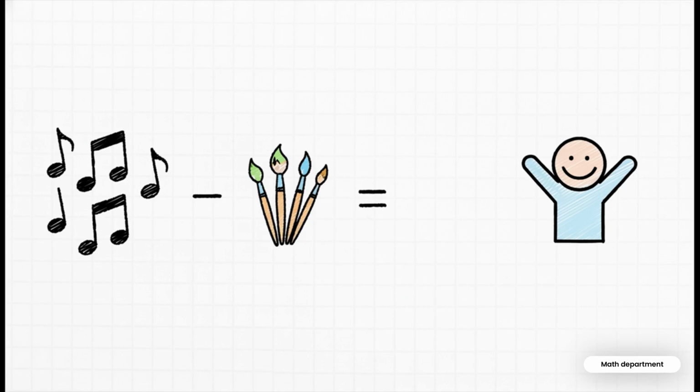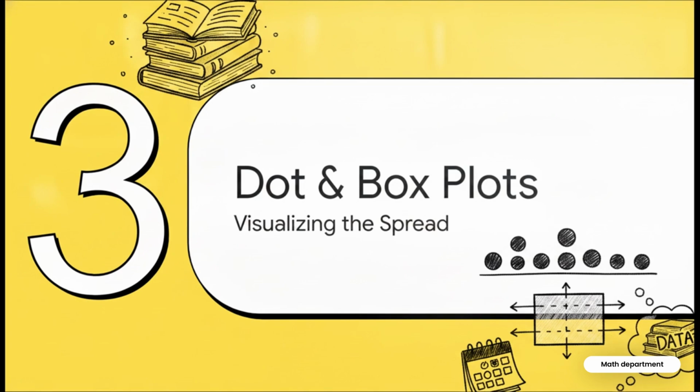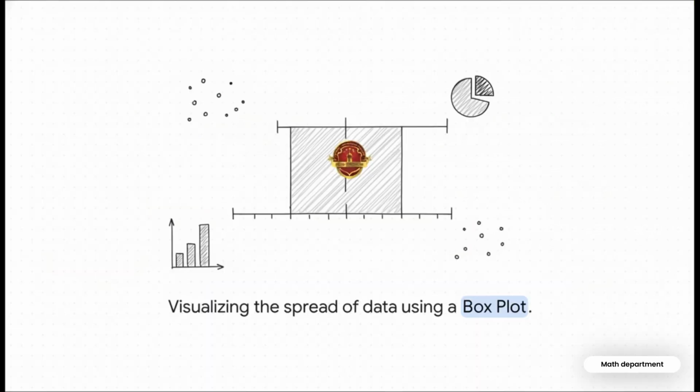Easy, right? Section 3, dot plots and box plots, visualizing the spread. Let's look at some tools for numerical data. Take a look at this box plot. Notice the smooth lines and how it's drawn directly over a number line. It's just a fantastic, highly visual way to see the minimum value, the maximum value, and that central box, which shows us exactly where the middle chunk of our data lives.